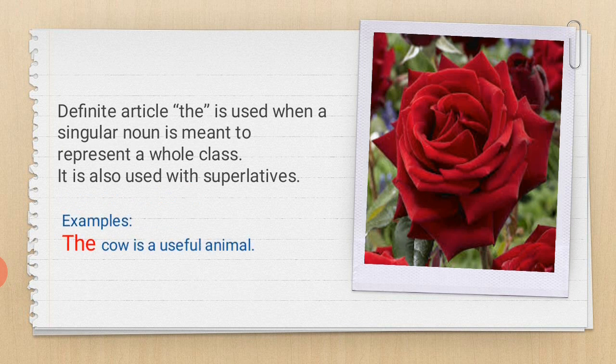Okay, so through examples, it will be more clear. The cow is a useful animal. So, cow here is representing the whole class of cows. And then, the rose is the sweetest of all flowers. Here, rose is representing the whole class of roses, so the rose. And why do we use the with sweetest? Because it's the superlative degree. Yes, very good.